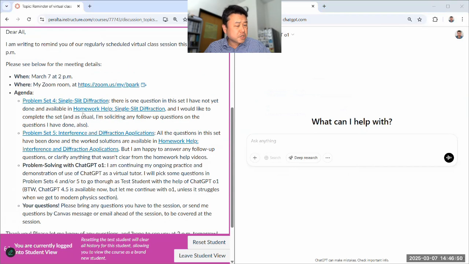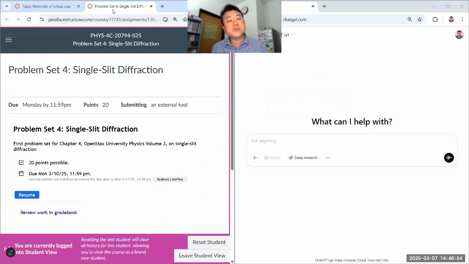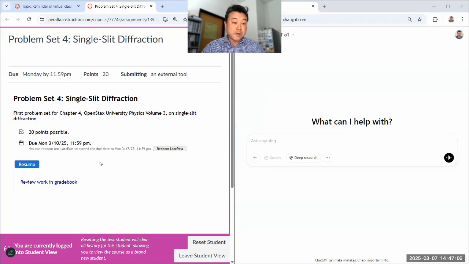If I see that ChatGPT is struggling with any particular type of question, it has in the past struggled with things that involve geometric reasoning, then I will try ChatGPT 4.5 to see if it does any better.